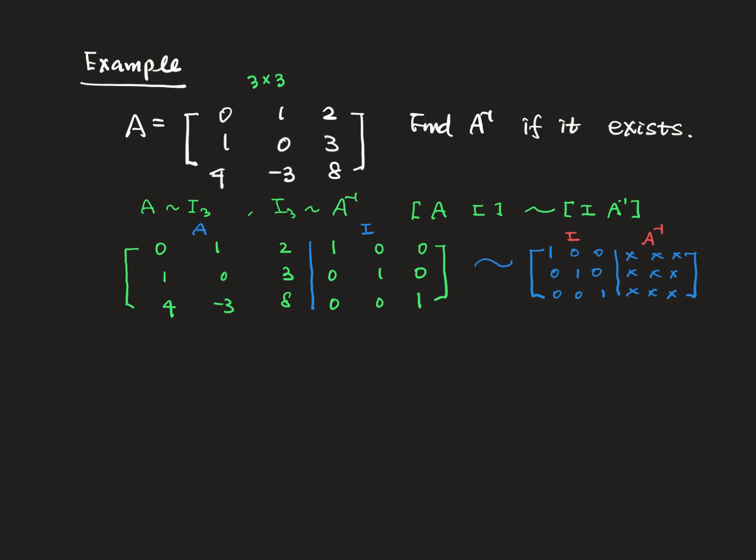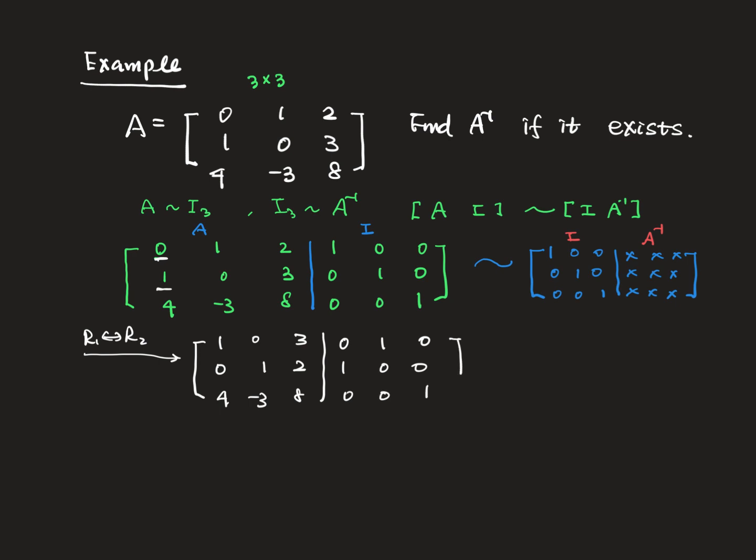Okay, let's start here, guys. I'm pretty sure everyone is really good at row operations right now. First, the pivot should be 1, but where's the 1? It is in the second row. So the first operation is R1, R2 interchange. The first row becomes 1, 0, 3, 0, 1, 0, the second row 0, 1, 2, 1, 0, 0, and the third row 4, negative 3, 8, 0, 0, 1.